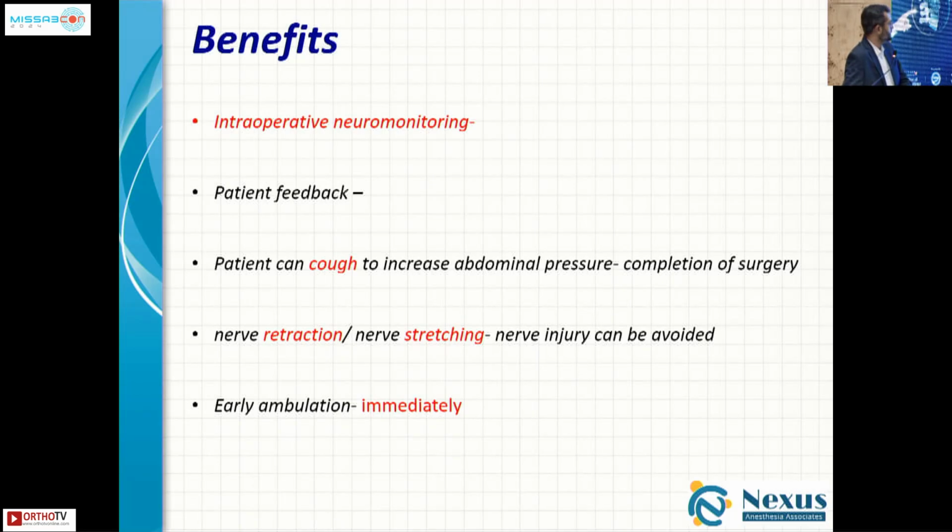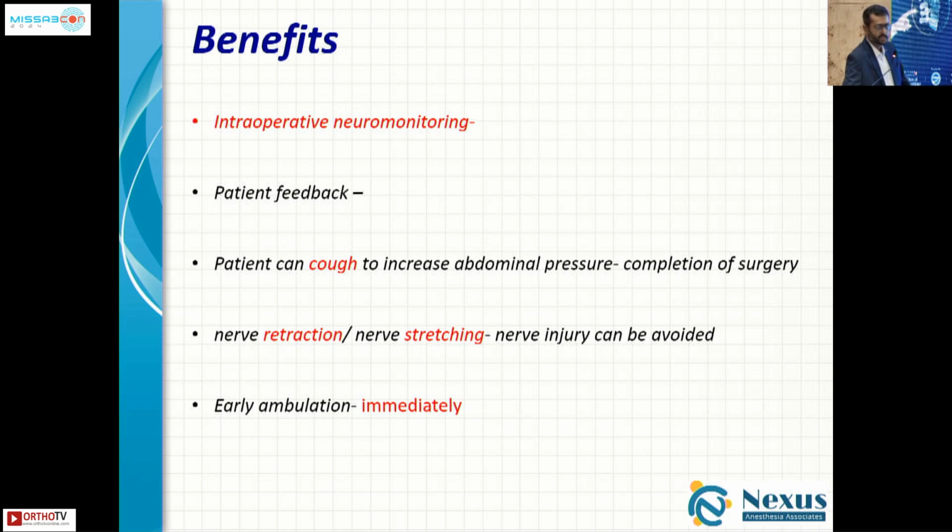So the most important benefit is intraoperative neuromonitoring. The patient can move his or her legs, as total motor blockade is not done. We can get the patient's feedback intraoperatively, whether pain, heaviness or tingling has been relieved or not. We can make the patient cough to raise the intra-abdominal pressure to check for loose fragments, so we can define the completion of the surgery. It can also differentiate between nerve retraction and nerve stretching. Normal retraction of the nerve will not cause pain, but if you stretch or retract the nerve too much, it causes pain. So nerve injury can be avoided.